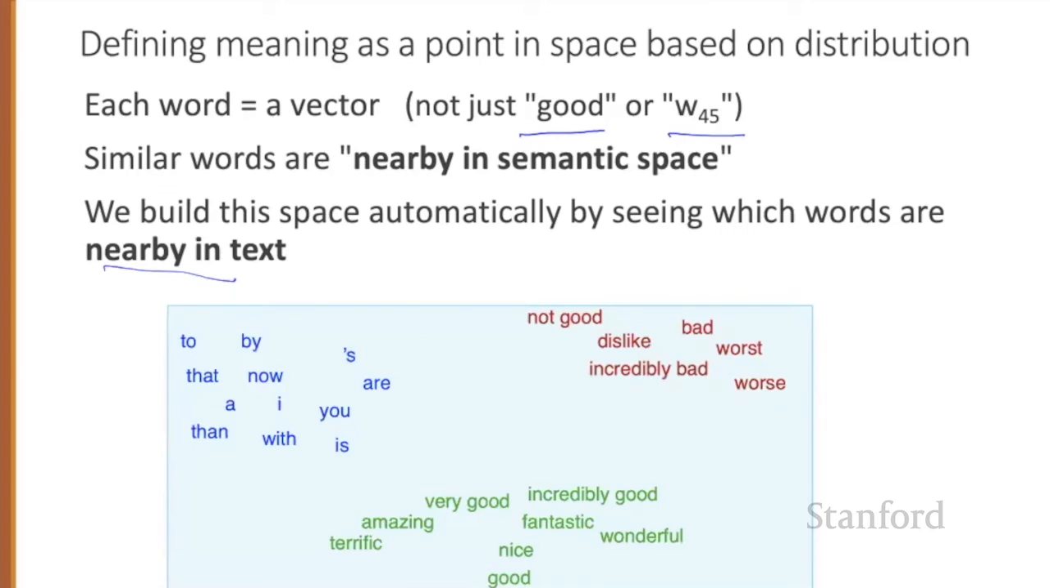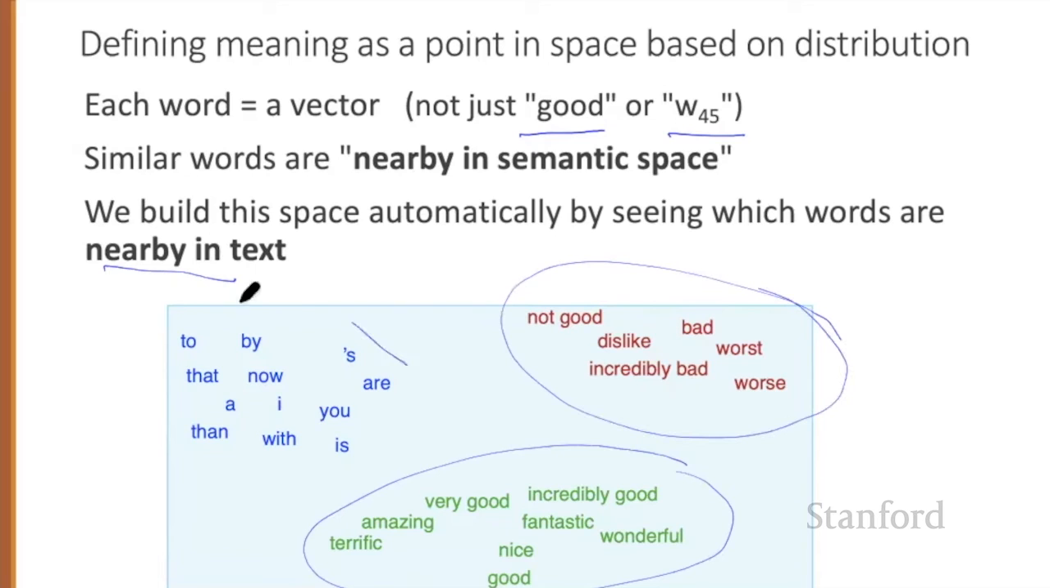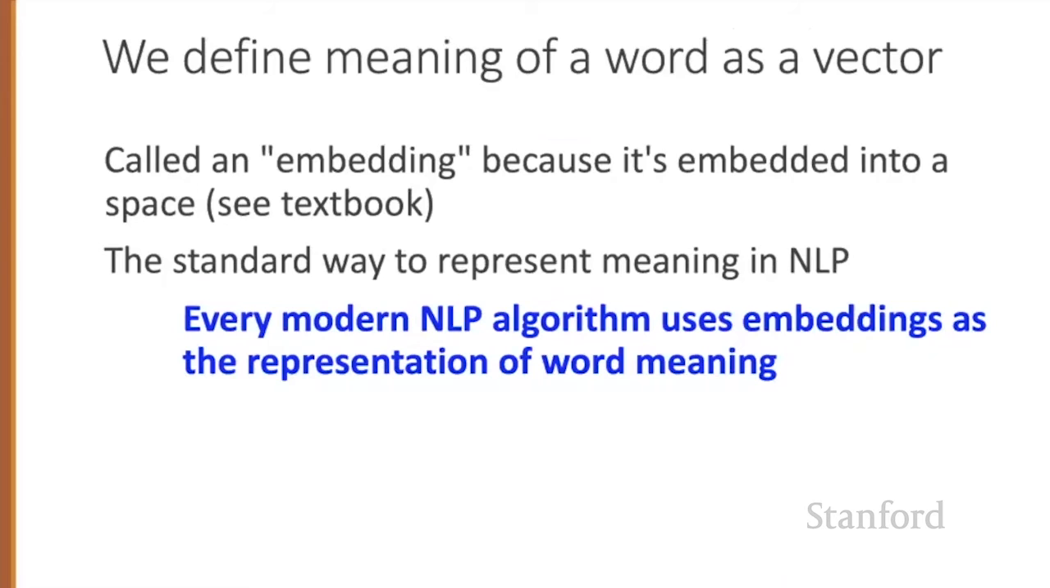Here's a visualization of embeddings learned for a sentiment analysis project, showing the locations of selected words projected down from high-dimensional space, in this case, space of 60 dimensions, not just 3, down into a 2-dimensional space so we can look at it. And notice the distinct regions containing positive words, negative words, and neutral function words. In summary, we define the meaning of a word as a vector, and these vectors are commonly called embeddings for historical reasons involving them being embedded into a space. And you can see the textbook for further details about embeddings.